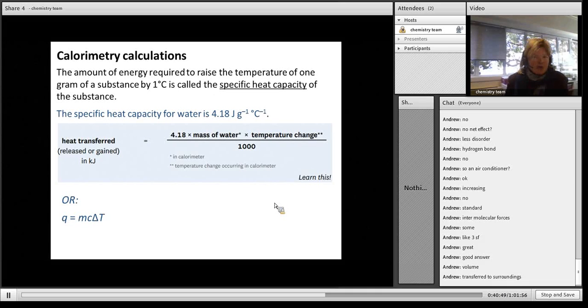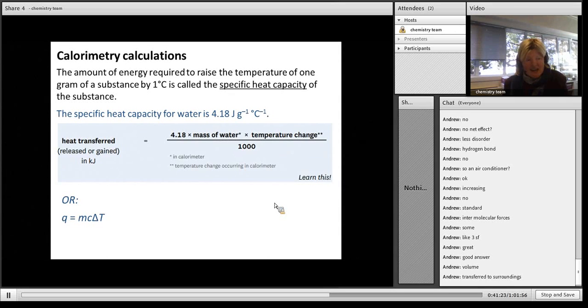So if you like shorter equations, I tried to just explain what was being meant. You could say Q is equal to MC delta T. Delta T is the temperature change. Delta always means change. T is temperature. C is the specific heat capacity. And you don't have to learn that one off by heart. You will be given it for water. After you've done lots of them, you'll know it off by heart anyway, but you will be given it in the exam. And M is the mass of the water.